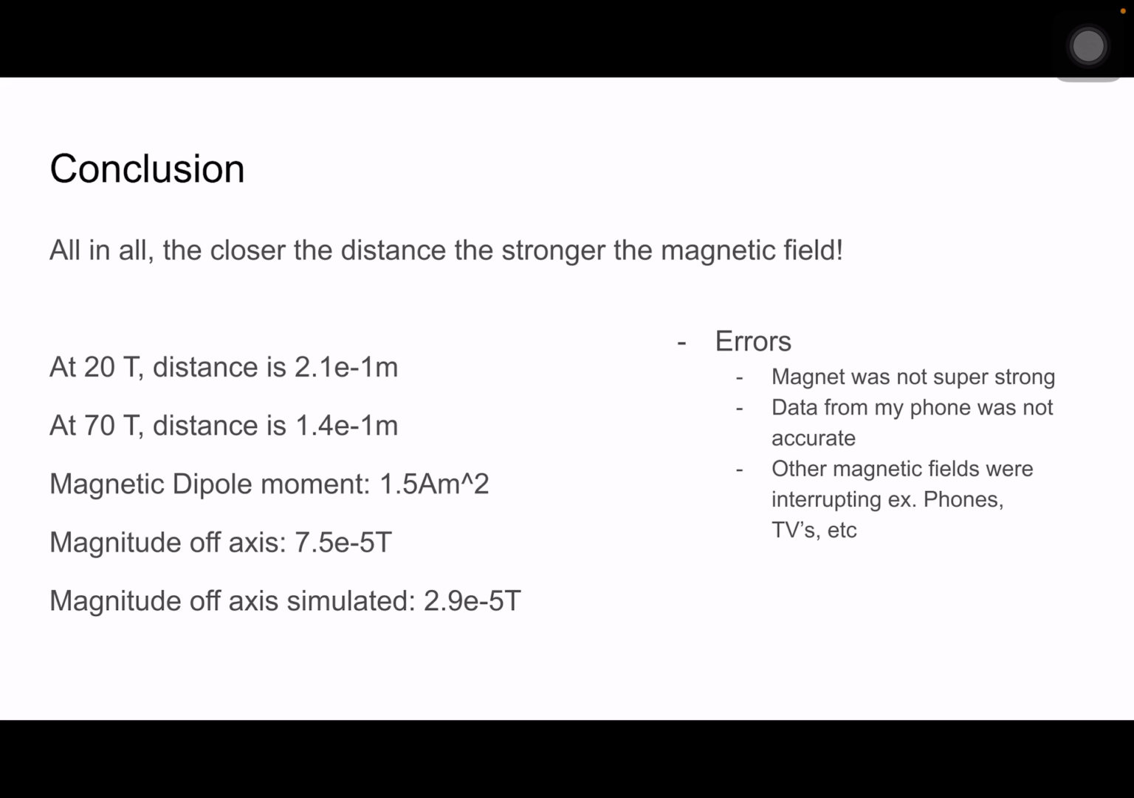The magnetic dipole moment was about 1.5 A·m², and the magnitude of the off-axis field was 7.5 × 10^-5 teslas. The magnitude we simulated was about 2.9 × 10^-5 teslas. And reiterating the errors, the data from my phone wasn't accurate, the magnet wasn't super strong, and other magnetic fields were also in play, like phones, TVs, microwaves, and more.